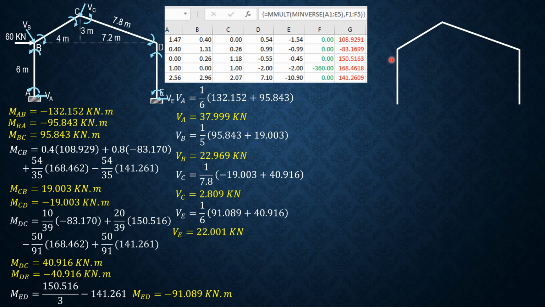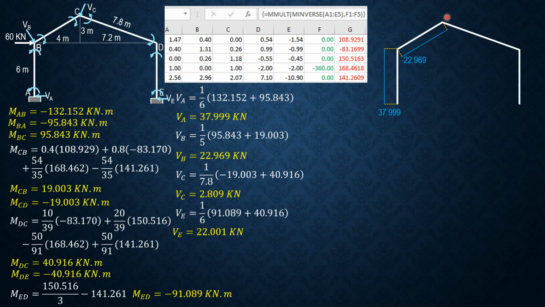So we are now ready to sketch the shear force diagram. So first, remember top fibers would be left, top, top, and in this case right. So first we have V sub A here, positive 37.999. Then constant, straight line up, it should close. Then we have shear B, which is in this direction, so negative 22.969.